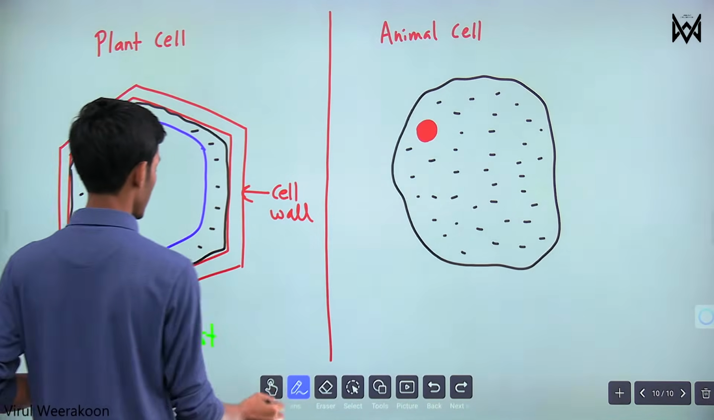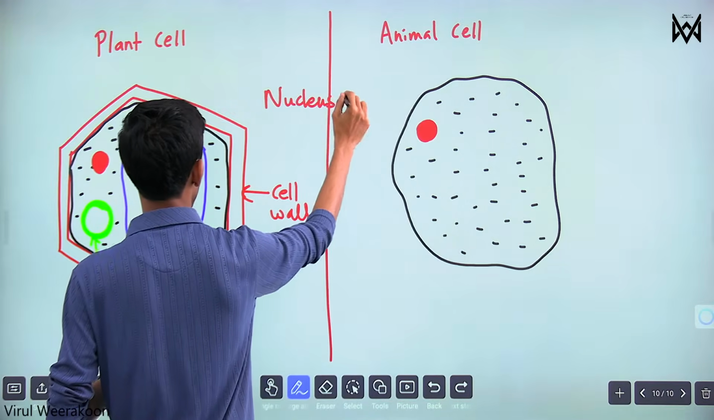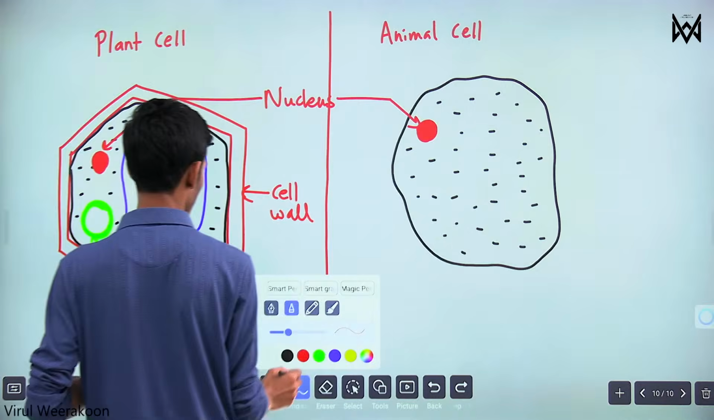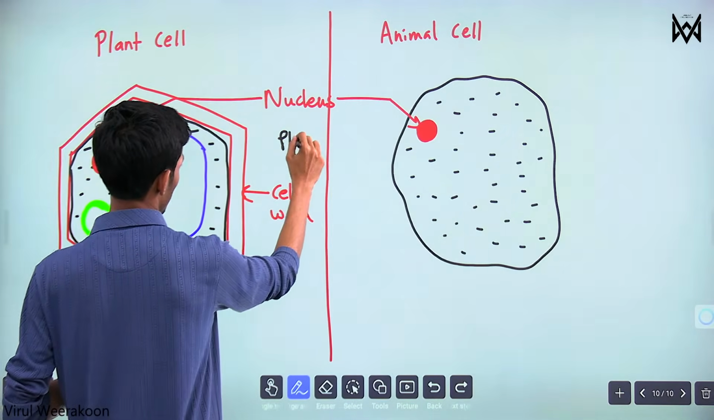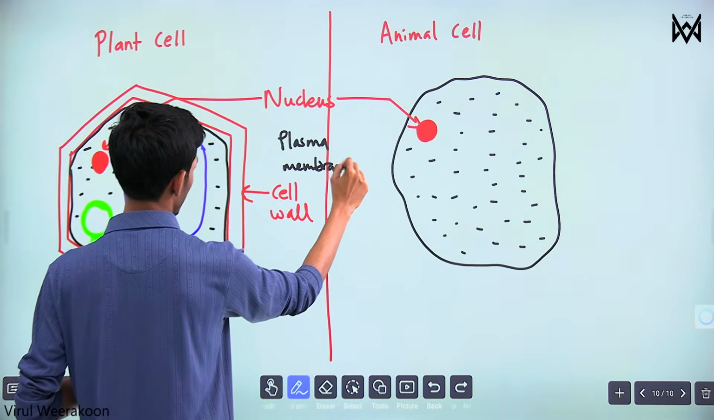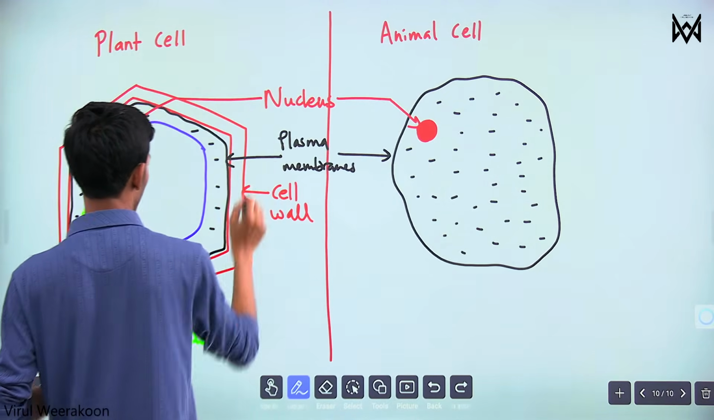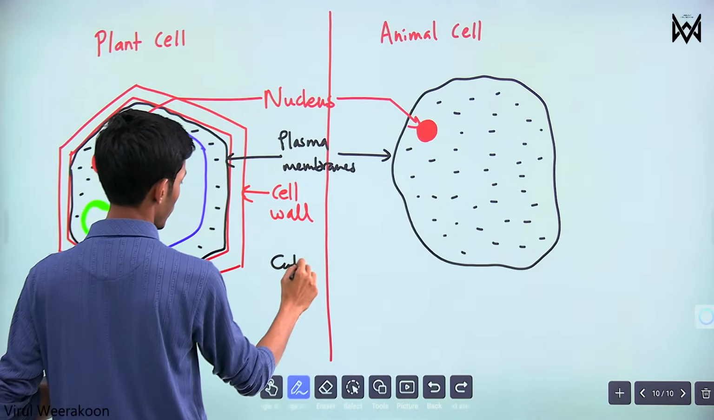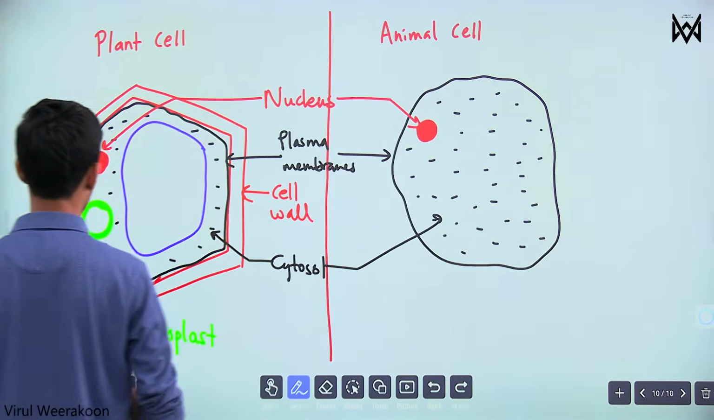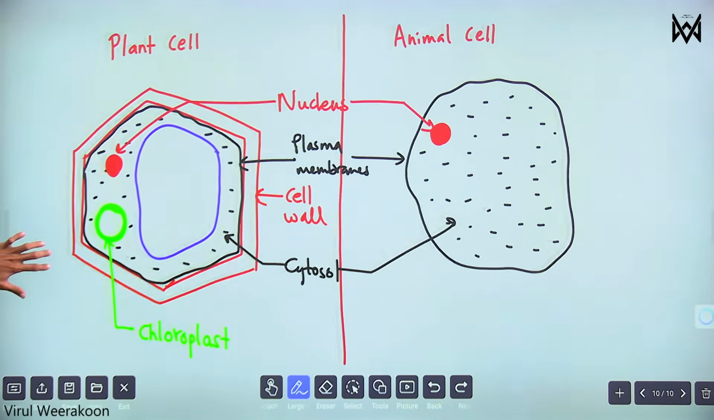Then you can see the nucleus here. You can find it common to both the animal and plant cells. Then another common factor is the plasma membrane. You can find the plasma membrane in both cell types, in the animal cell as well as in the plant cell. And you can also find the cytosol inside both of these cells. Okay, so this is the rough differentiation of animal and plant cells.